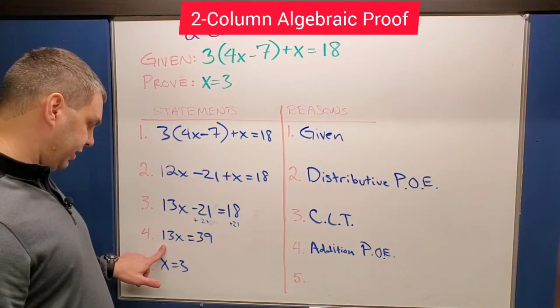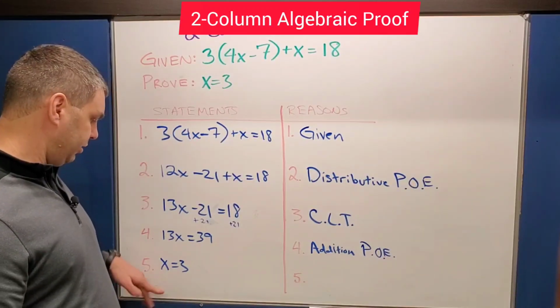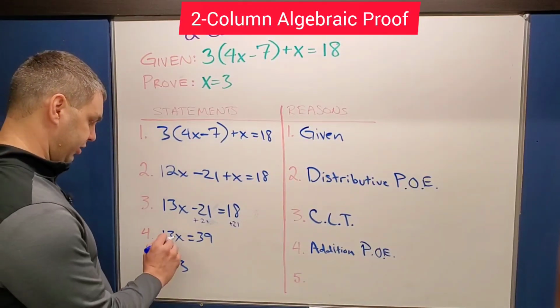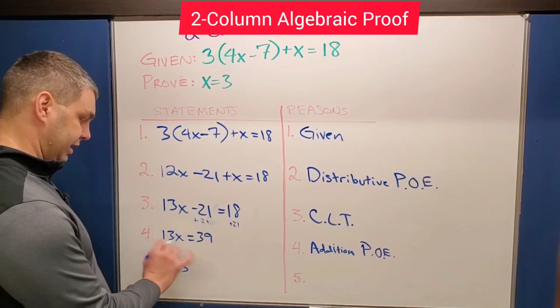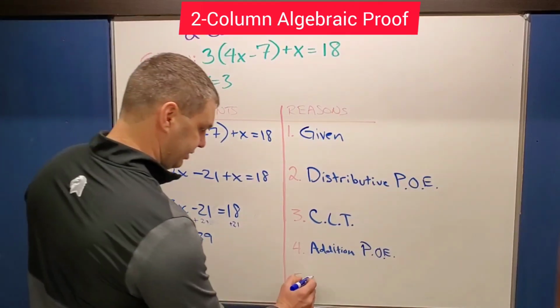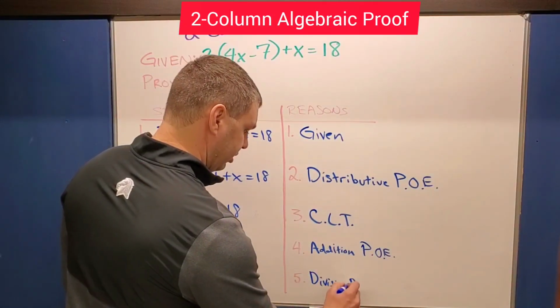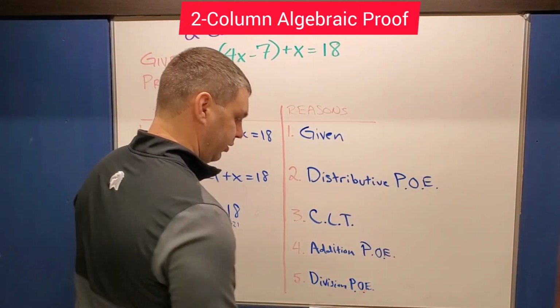All right, and then lastly, how can I get from this step to what I need for the fifth line, which is that x equals 3? Well, I would divide both sides by 13. Because this is being multiplied by x, I can divide both by 13. And so the reason I get x equals 3 is the division property of equality. Division property of equality, just like that.